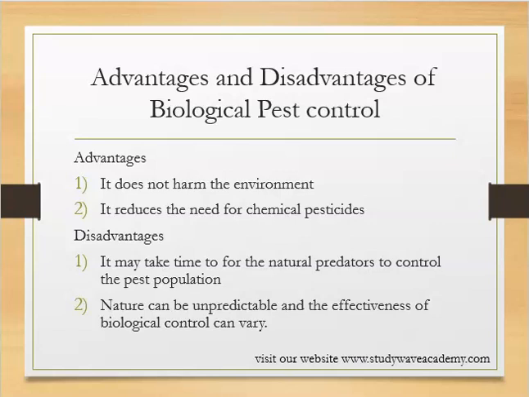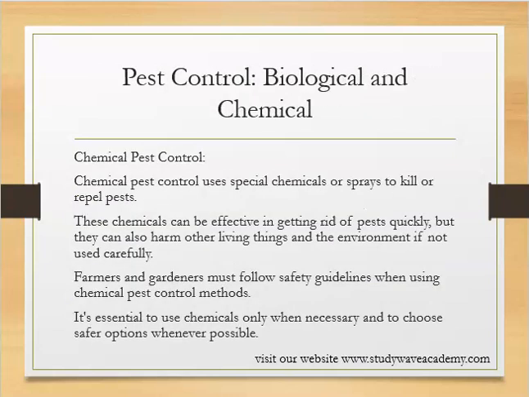Then we have the chemical control. The chemical pest control is the use of special chemicals or sprays to kill or repel pests. These chemicals can be effective in getting rid of pests quickly, but they can also harm other living things and the environment if not used carefully. Farmers and gardeners must follow safety guidelines when using chemical pest control method. It's essential to use chemicals only when necessary and to choose safer options whenever possible.